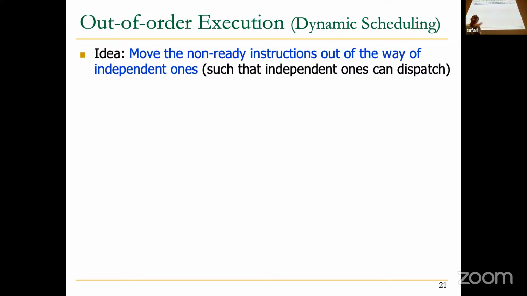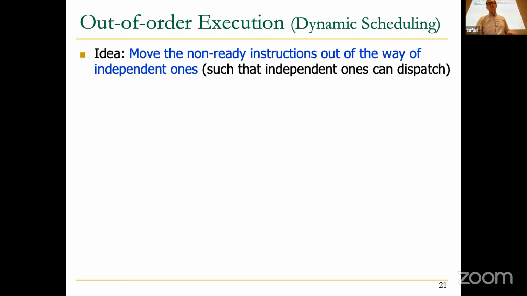Every instruction is going to go into a buffer first, and then we're going to schedule the instructions out of those buffers. Make sense? These will be called reservation stations. And we're going to examine which instructions are ready and which instructions are not ready, and then we're going to schedule or dispatch the instructions from these buffers.